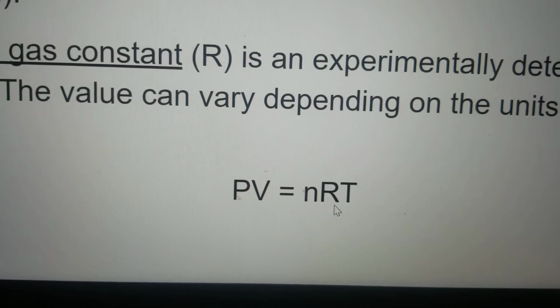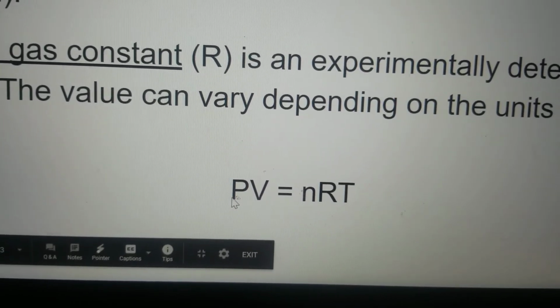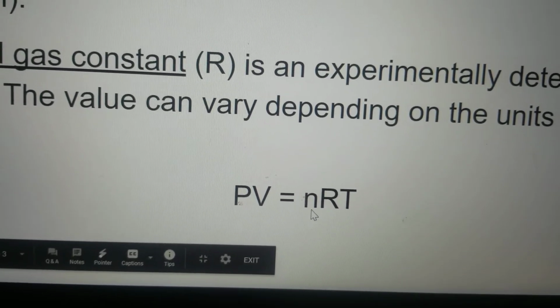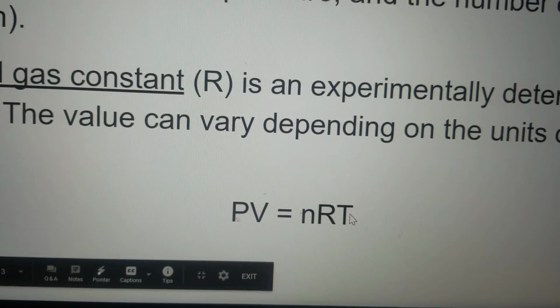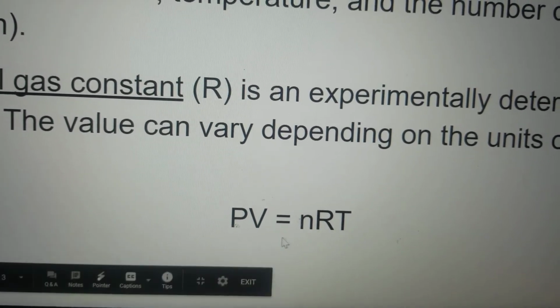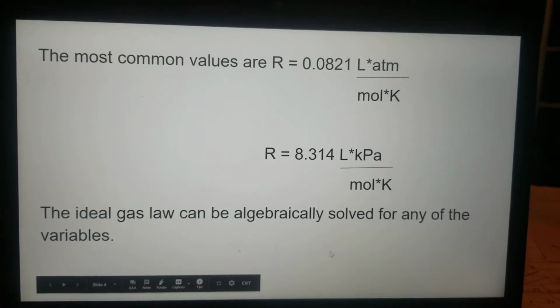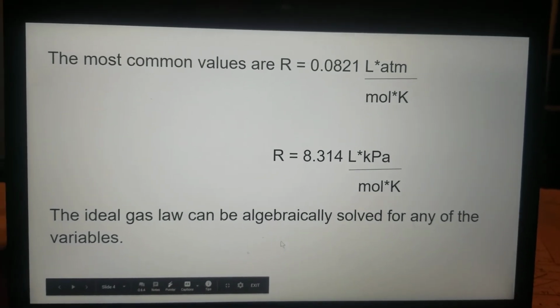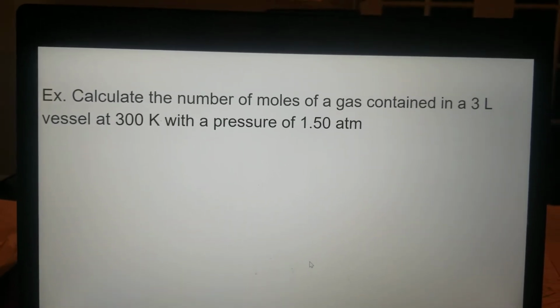That number is always, you're always going to use the same value for R. But P can change, V can change, N can change, T can change. So any question can ask you for any of those 4 variables. Got it? The ideal gas law can be algebraically solved for any of the variables. All right, let's do an example.